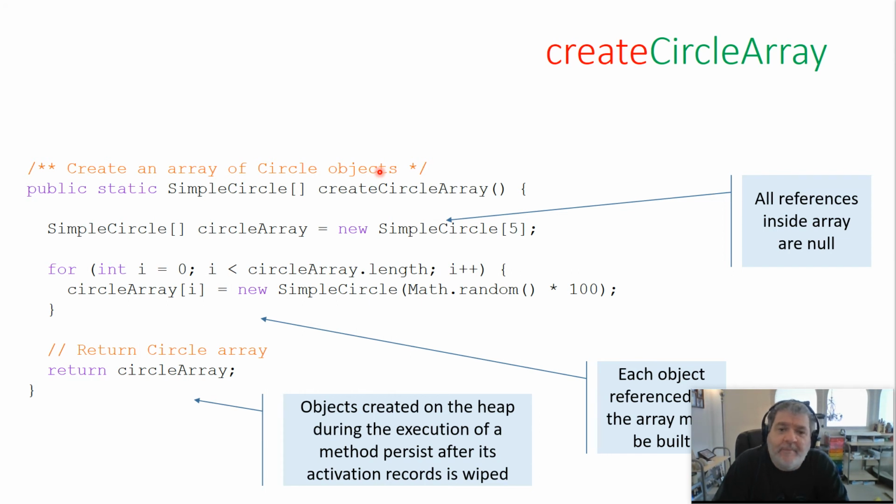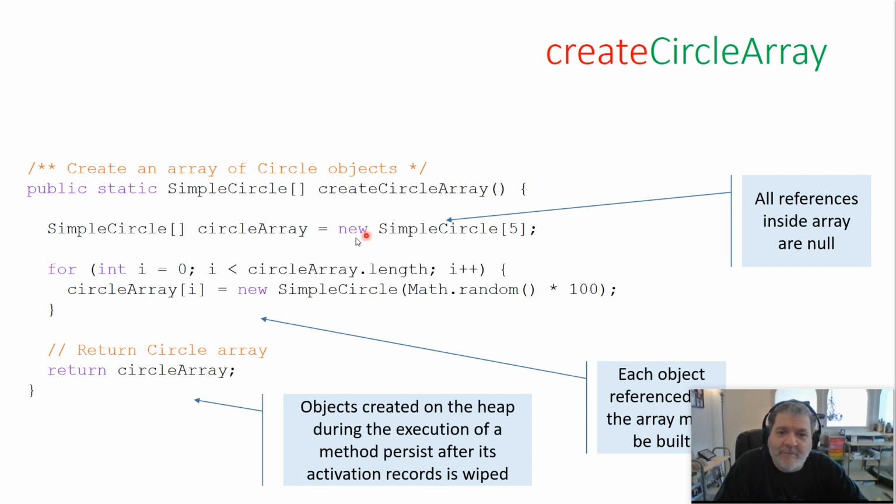Now let's talk about the create circle array method. So, SimpleCircle square brackets, circleArray equals new SimpleCircle 5. This is where it's hard coded, Jake. Okay, so it's not even 10, it's 5. I think I've been using 10 as an example.